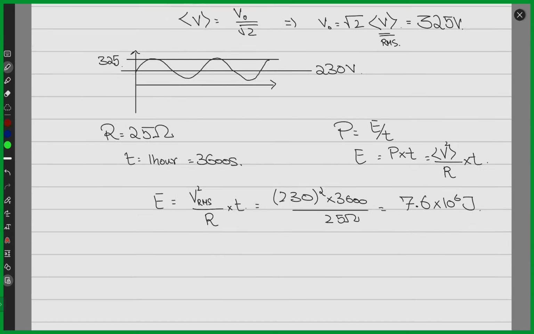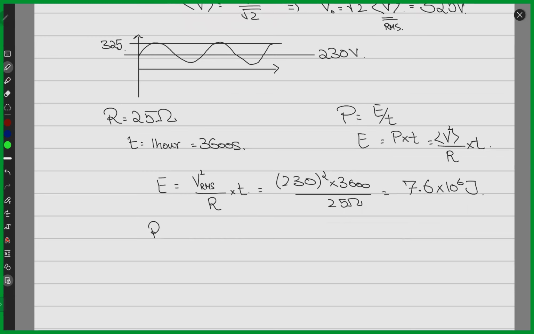You have to remember that in calculations, r.m.s values are used and not peak values, because the average value is the value that you're likely to get when you're running your alternating current. It is always the average value that you will be using for your calculations. Okay, any questions so far?